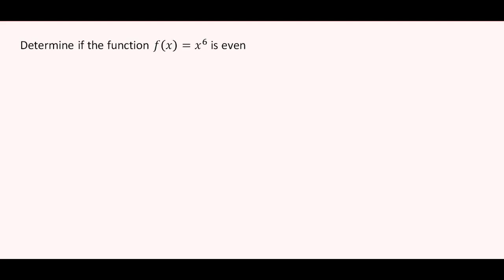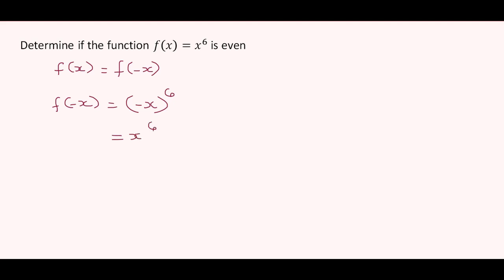So we are trying to find out if this function is even. So the rule is that if f of x equals f of minus x, we have an even function. So f of x equals x to the power of 6. Let's look for what f of minus x is going to be. f of minus x is going to be equal to negative x to the power of 6. So we have a negative number with a positive exponent, so this is going to be equal to x to the power of 6.